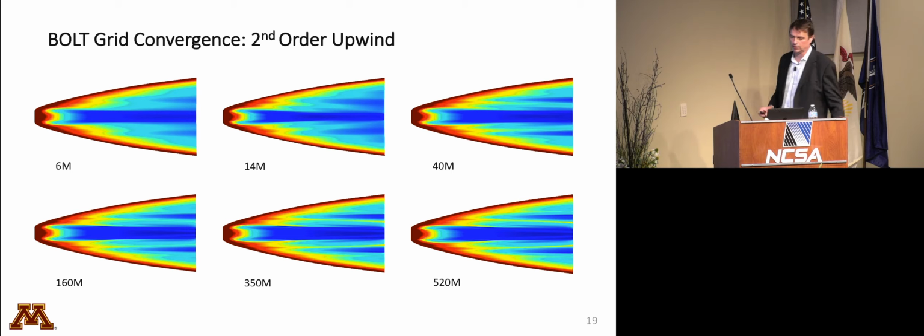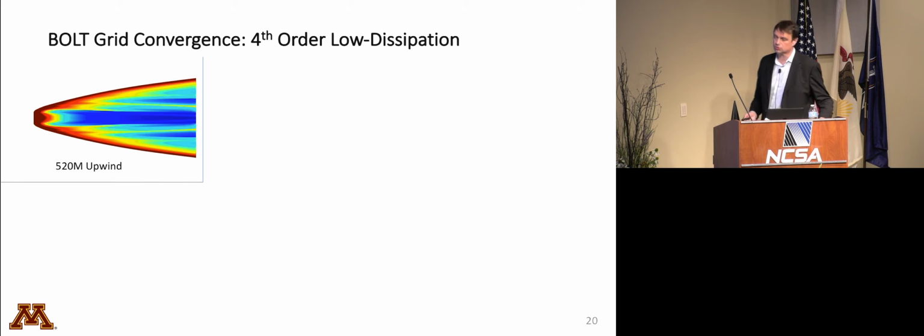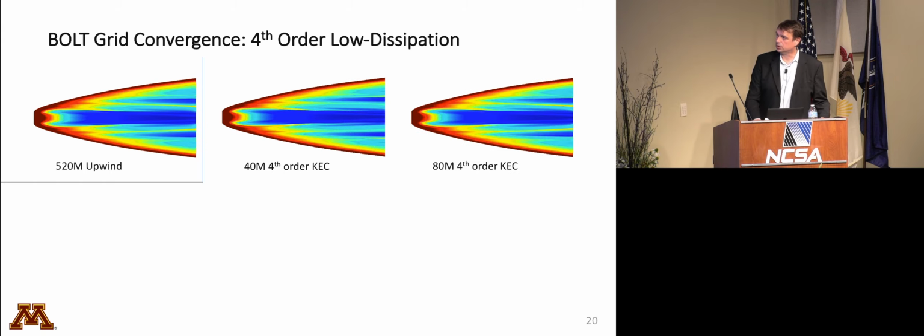And of course, we can quantify that. Now, if we go to our fourth order low dissipation method, I copied the half billion upwind method result there, and we start running. Here's 40 million, and then 80 million, and you see this result is at least as good as this. We think this one is probably about equivalent to a 50 million grid. So you're saving a factor of 10 by doing this method.